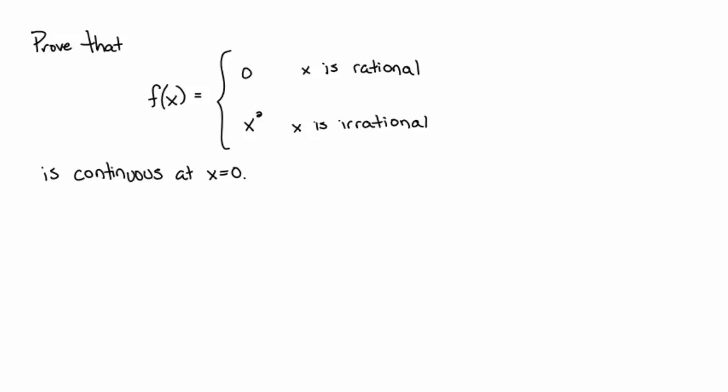And in this video, we're going to prove that this conceptual function here, which is 0 whenever you plug in a rational number and x squared when you plug in an irrational number, is continuous at 0. It's actually not continuous anywhere else, but at 0. This is a function I often introduce in my first year calculus class because it's a great theoretical example.